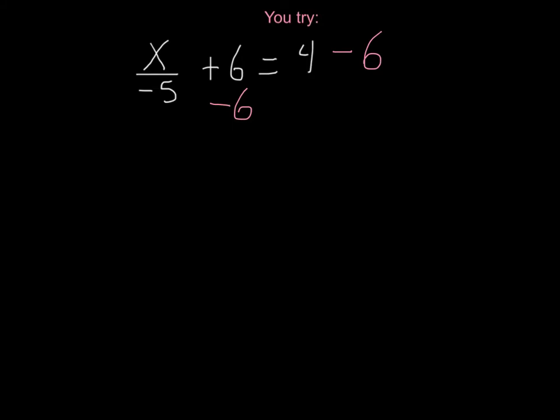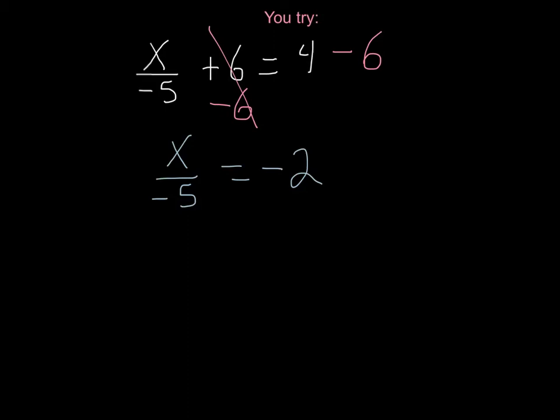So 6 minus 6 will just cross out. And now we're left with x over negative 5 equals 4 minus 6, which is going to leave us with minus 2, because there's more of the minus 6 than there is of the positive 4. So now we have minus 2.